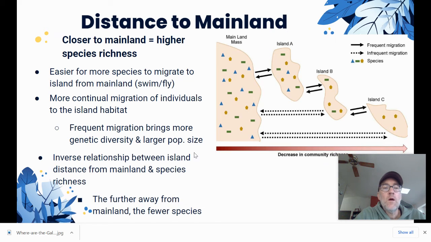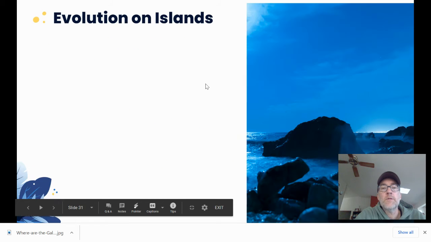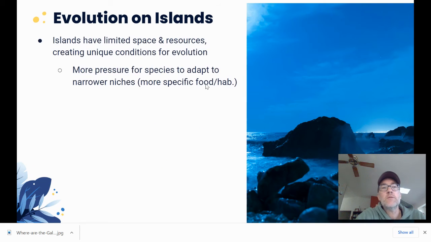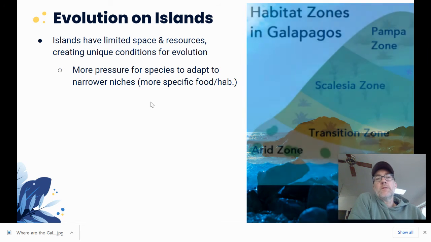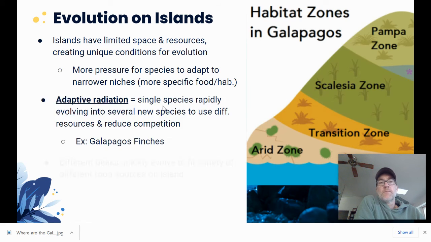Okay. I think that's pretty much covered it. I'm going to skip that. So evolution on islands: there's limited space and resources, which create unique conditions for evolution. So islands tend to have higher speciation, which occurs rapidly because those conditions are limited and species are isolated, and they can mutate differences, and there are more pressures for them to adapt.